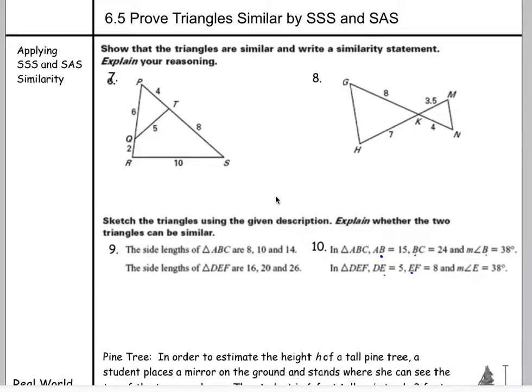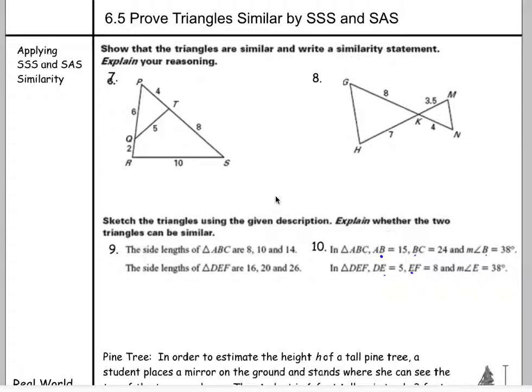So here we are having to determine if the triangles are similar, and then to write a similarity statement, and then explain our reasoning. So that would be like which reason supports the triangles being similar, like side, side, side, or side, angle, side. In the first one, they've labeled all the sides, and so we could do side, side, side.